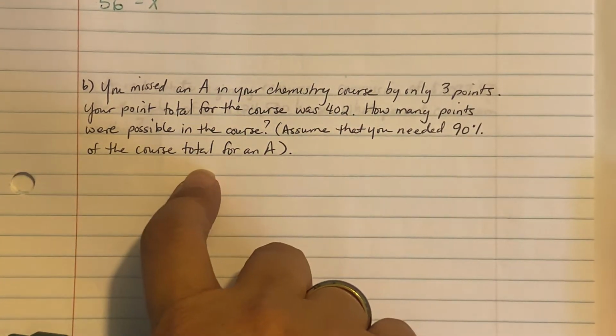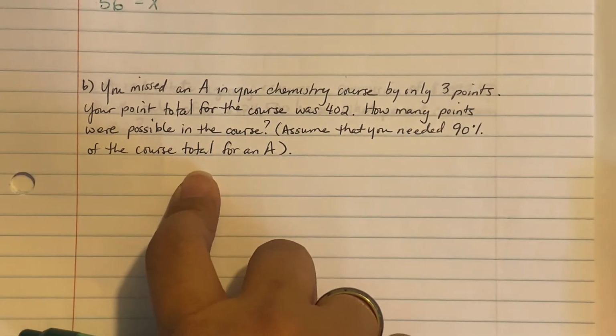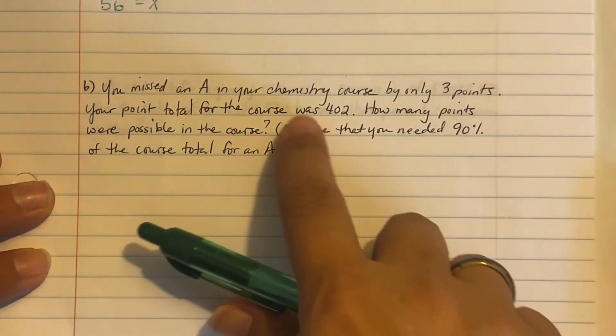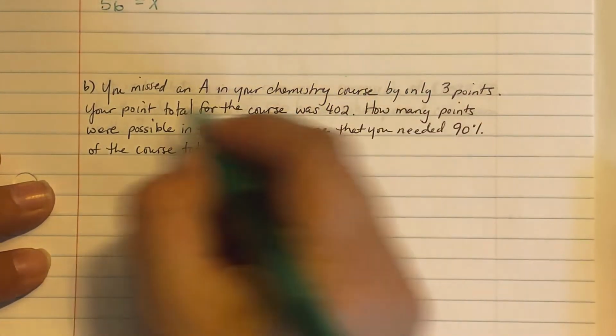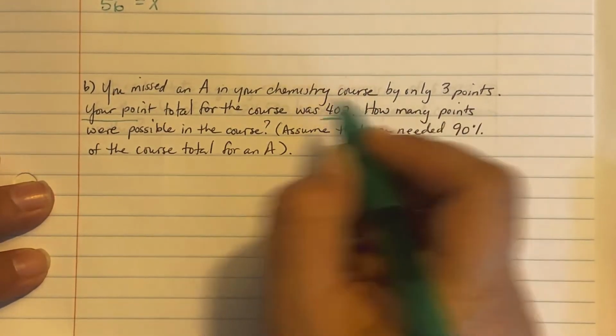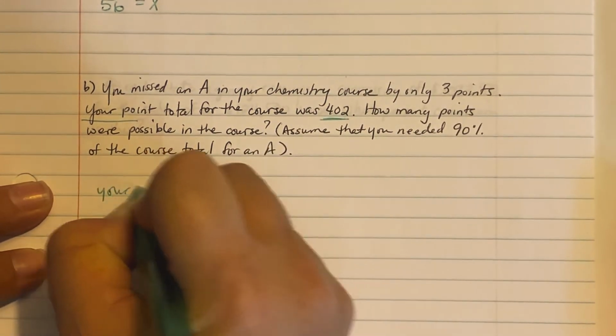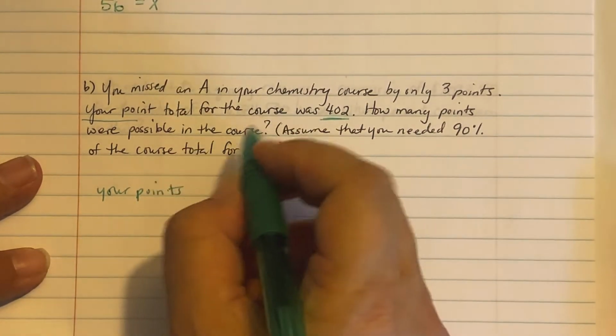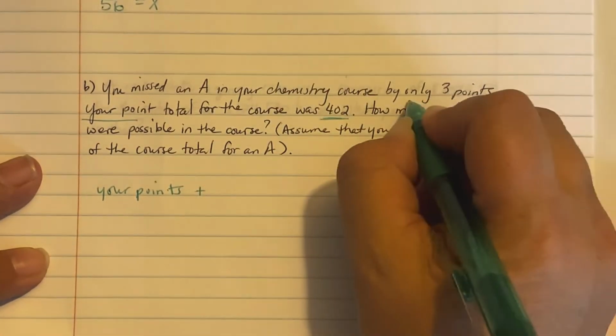So when we look at this problem, we need to come up with a verbal model. They're saying that your points were 402. So we're going to say your points plus the 3 points that you were, remember, you were only off by 3 points.